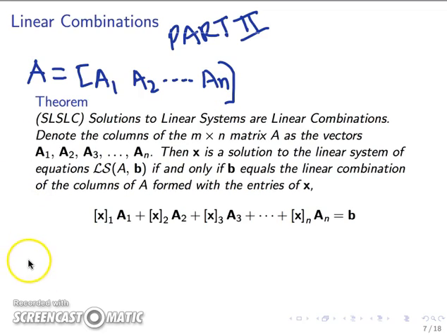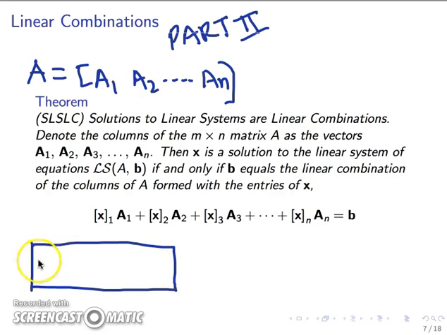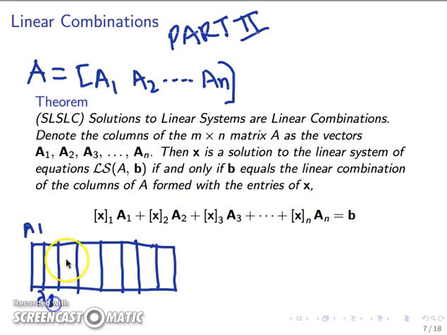The other way of thinking of this, which is one way I'll keep using throughout, is thinking of the matrix A as a rectangle that has a lot of these vertical bars here. The first one is called A1, the second one is called A2, the next one is called A3, all the way until you get to the end. This one is called A sub n. Each of those vertical bars is a so-called column of the matrix.